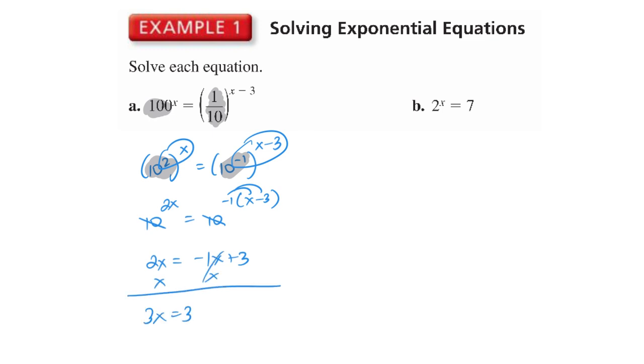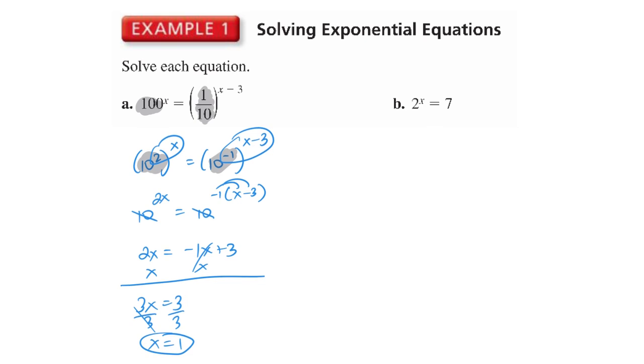3x equals 3, and divide both sides by 3, and I get x equals 1. And so that's my solution. Now, when I go to the right side, I can't do the same thing. I can't make the bases the same.